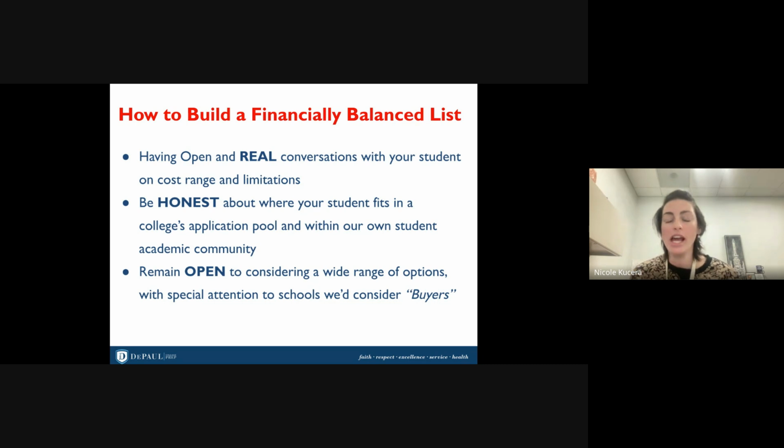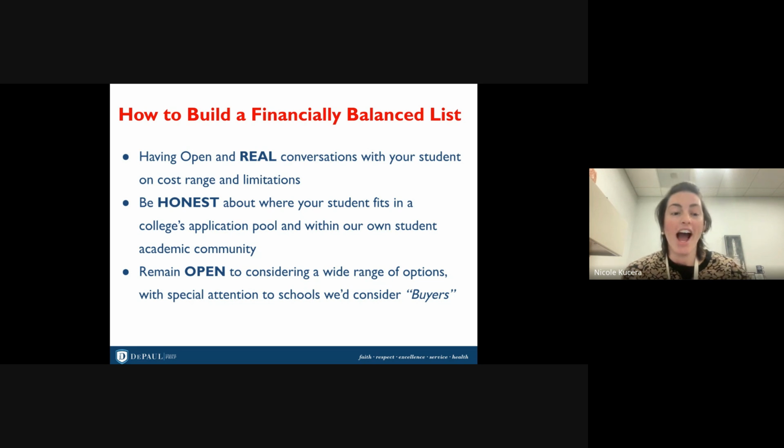So as Tony mentioned, our focus is really just on building this cost in mind, financially balanced list. So what are the things that we can be doing now, right? If you've attended our previous sessions, we've talked a lot about grades and our transcript and rigor of curriculum. That's all a part of it. And now keeping in mind what we're going to do with our student moving forward.